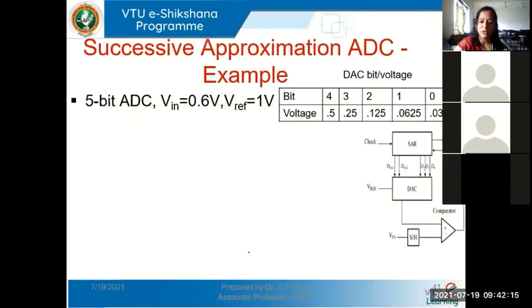The same thing is shown here. We have the successive approximation register and all that. As you can see here.